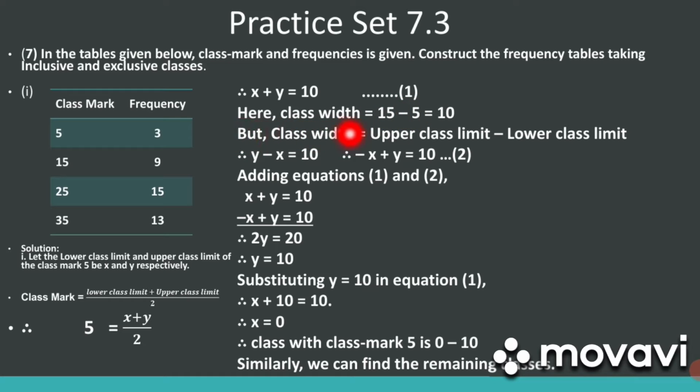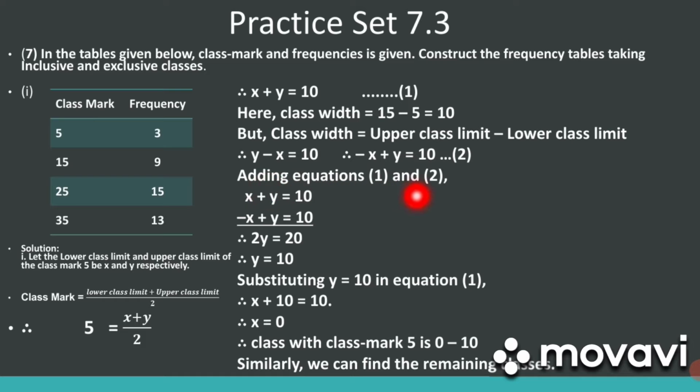Now class width is equal to 15 minus 5, which is equal to 10, or 25 minus 15, which is also equal to 10, or 35 minus 25, which is also equal to 10. But class width is equal to upper class limit minus lower class limit. Therefore, y minus x is equal to 10. Therefore, minus x plus y is equal to 10. Let this be equation 2.